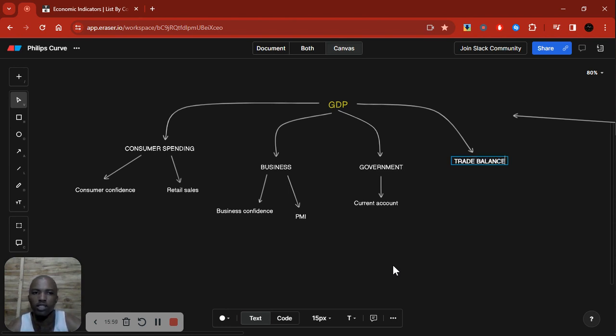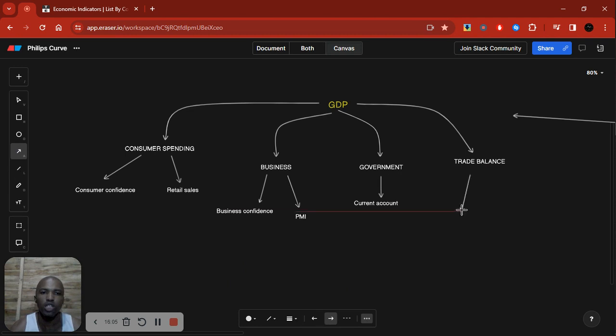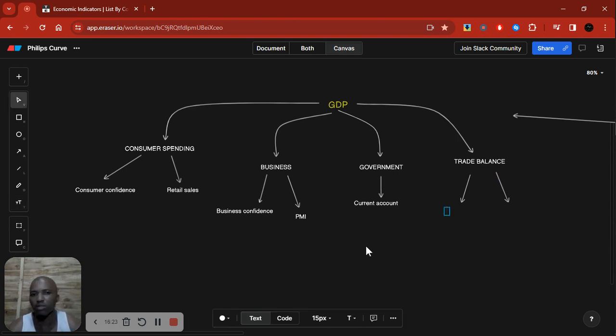Trade balance, right? And then when it comes to trade balance, we can break it up into two: exports and imports, right? Because remember, economies are actually businesses, so they transact in exports and imports. They buy and sell, essentially. That is what it means. So we have imports, and then we have exports.